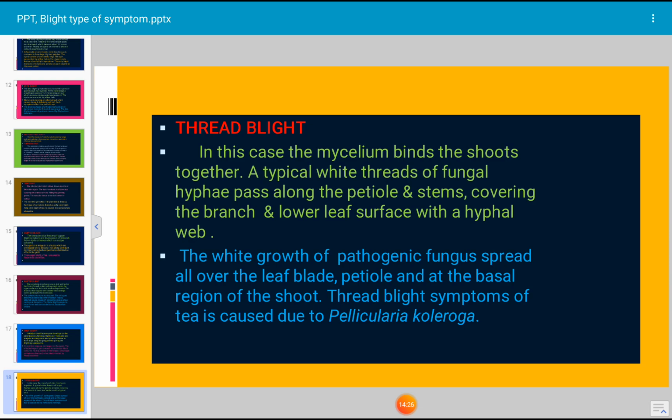Thread blight symptoms of tea are caused by Pellicularia koleroga. This is the name of the pathogen.